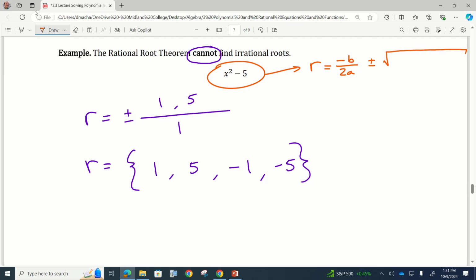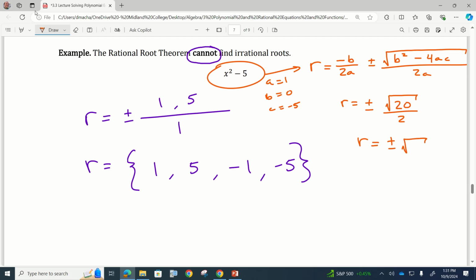This will still be relevant in your upcoming test, so make sure you still have it memorized by test time. It's plus or minus the square root of b squared minus 4ac, divided by 2a. But here, a is 1, b is 0, and c is -5. So that means this is plus or minus the square root of 20 divided by 2. In other words, plus or minus the square root of 5.